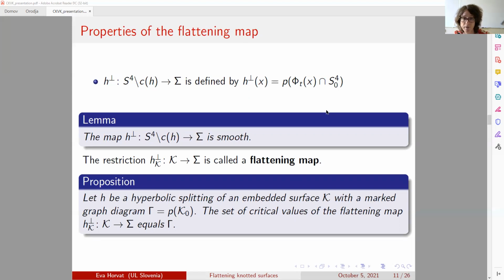To see this, you may observe that when projecting with this flattening map, the zero section of the surface, K0, is exactly the set of points at which the gradient vector field is tangent to the surface. And so at those points, the rank of the map won't be the maximal rank. And using our projection P, this zero section goes exactly to the marked graph diagram gamma.